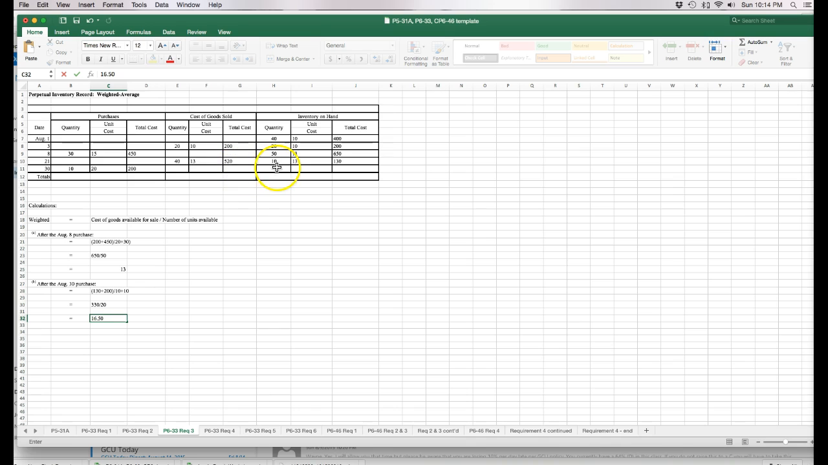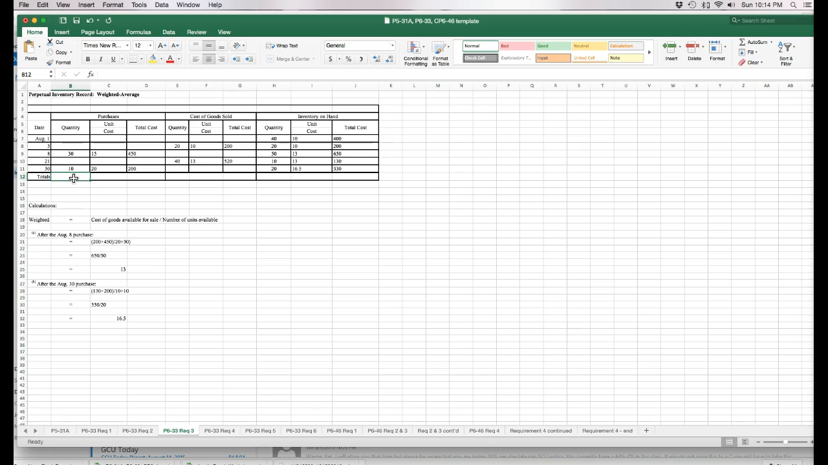Since we purchased 10, we didn't do anything in cost of goods sold. We now have a total quantity of 20 units. And now we're going to use that new weighted average cost of 16.50 to get a total of $330. That's our inventory on hand. So now we bring it down to our total.